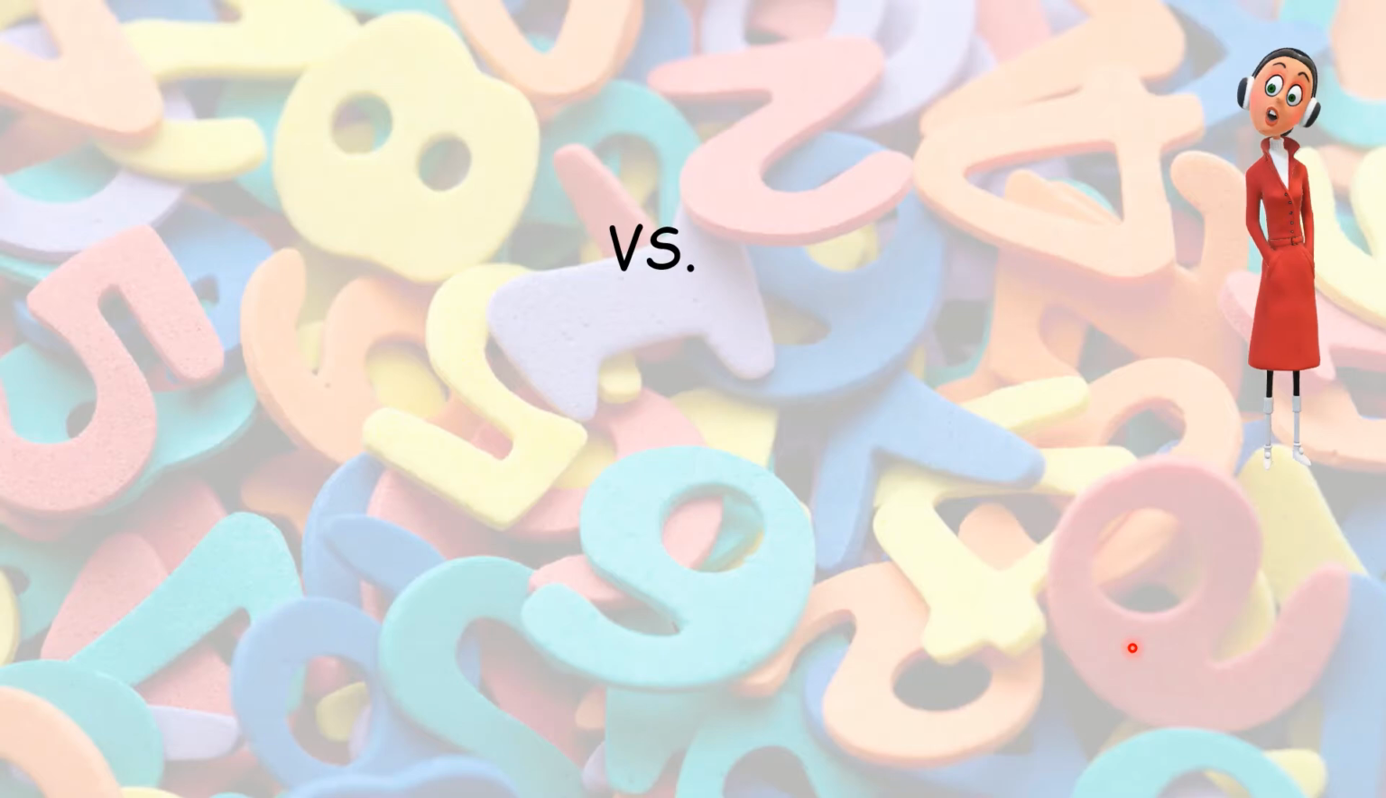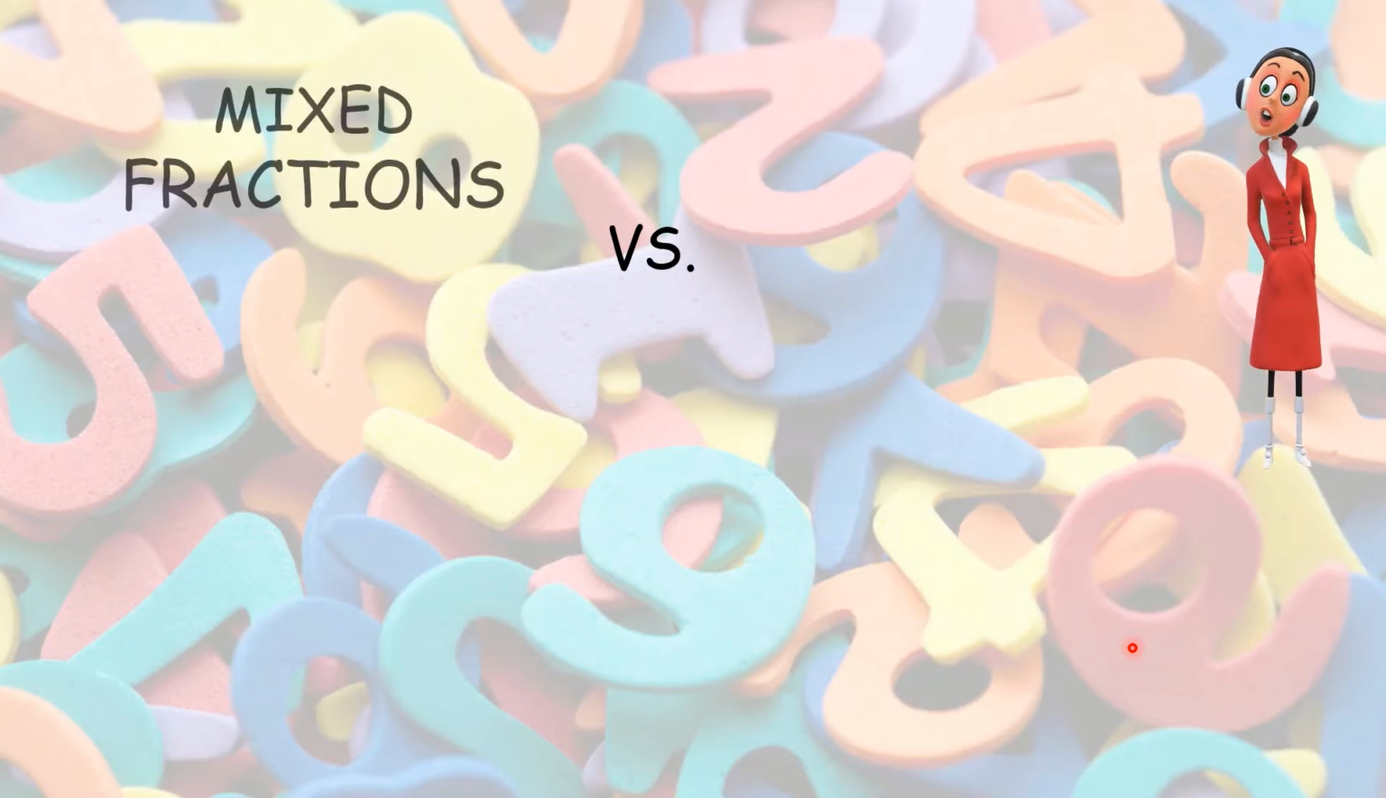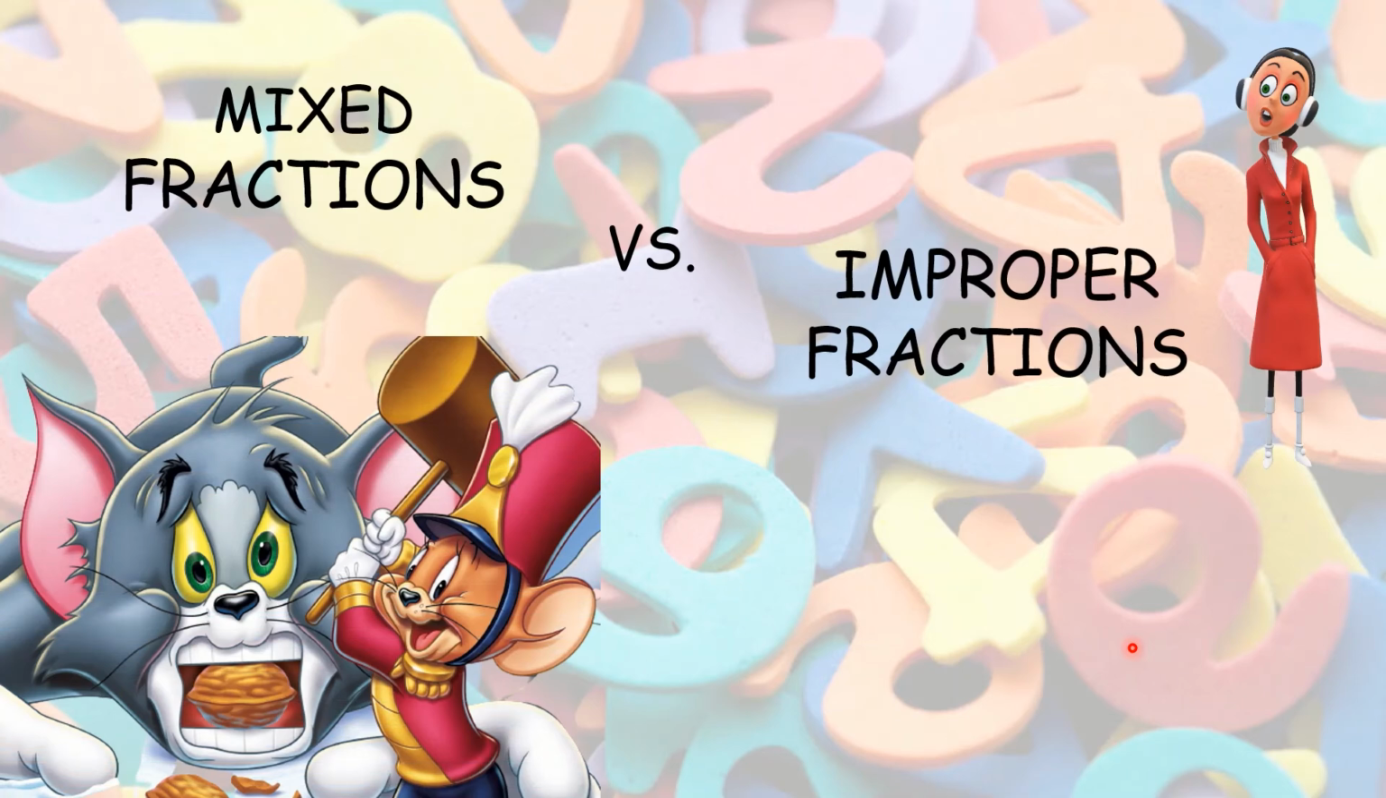Moving forward, I have told you that fractions are of three types: the first is proper fractions, the second is mixed fractions, and the third is improper fractions. When we speak about proper fractions, our numerator is always smaller than our denominator. Improper fractions are those where our numerator is always greater than our denominator.